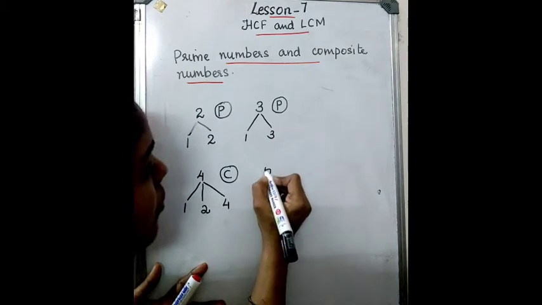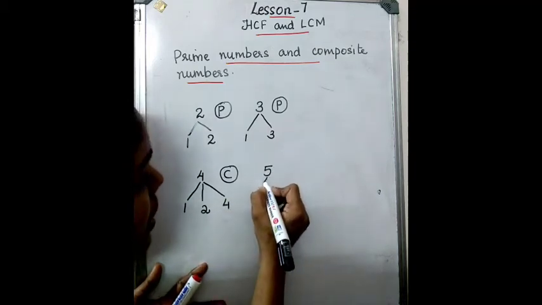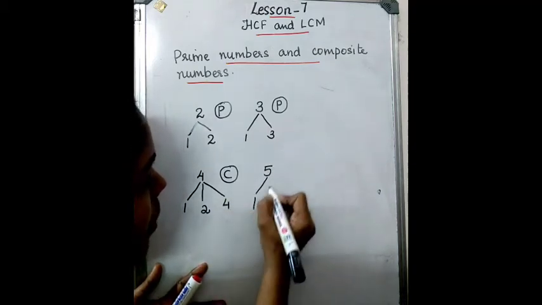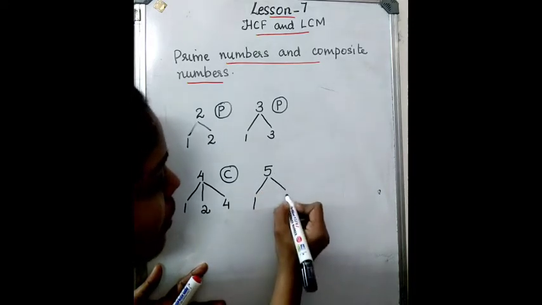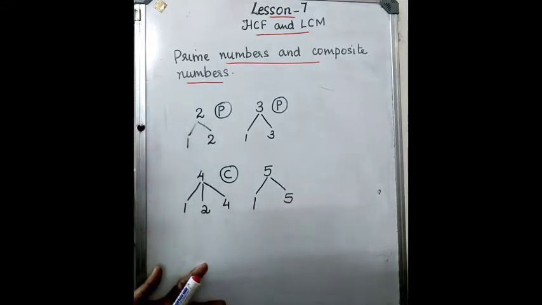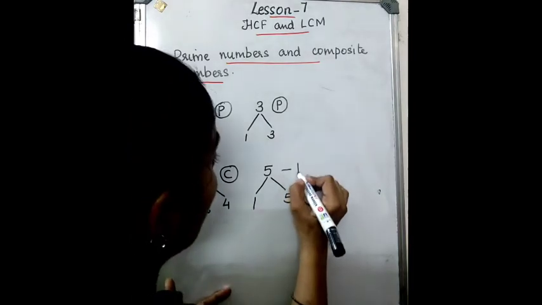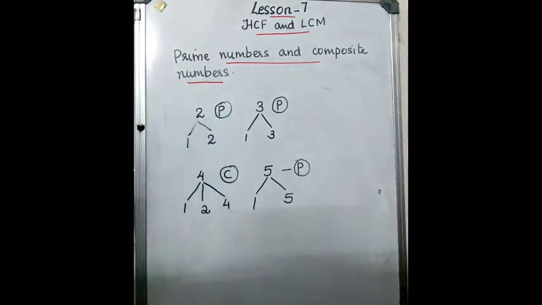Then look at the number 5. We can divide this number 5 with 1. We can divide this 5 with 5. No other numbers can divide 5. So this is a prime number. Like this you can calculate prime and composite numbers.